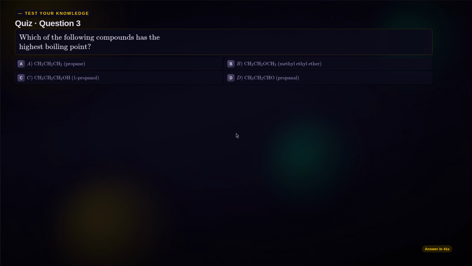The correct answer is C, 1-propanol. 1-propanol has the highest boiling point because it can form strong hydrogen bonds through its hydroxyl group. The ether and aldehyde have weaker intermolecular forces, and propane only has London dispersion forces.